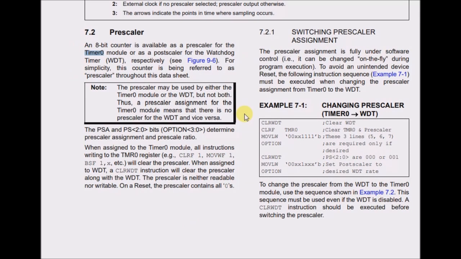Okay, I think I'll leave things here for this video, and maybe the next video will be about the prescaler as related to Timer0. So I'm on page 29, still in the Timer0 section.